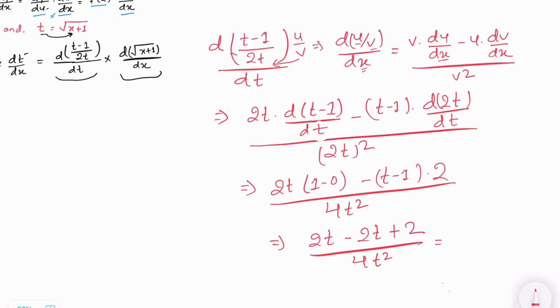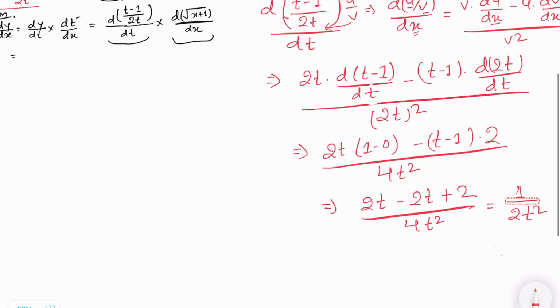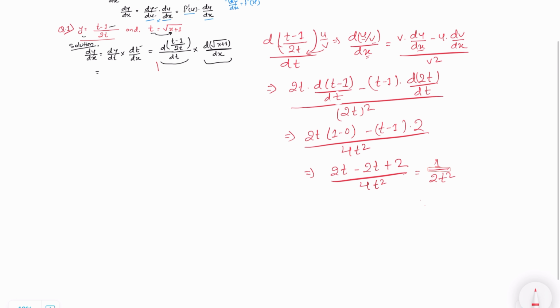So from here we will get 1 upon 2t square. Okay, so this one was for the first part. Now we will do the second part. How? See here.